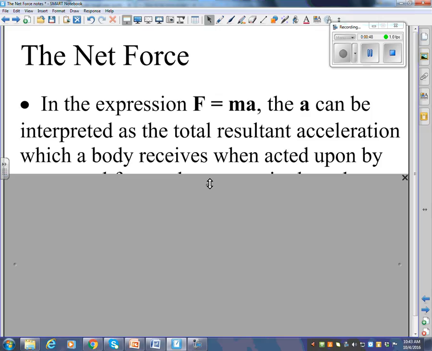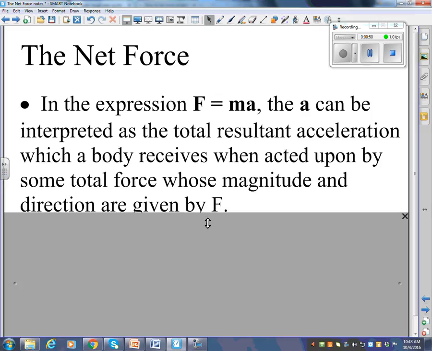In the expression F equals ma, the A can be interpreted as the total resultant acceleration which a body receives when acted upon by some total force whose magnitude and direction are given by F. So Newton's law says F equals ma, the resultant, if I could use that term from vector terminology, the resultant acceleration on the mass is caused by the net force, right?